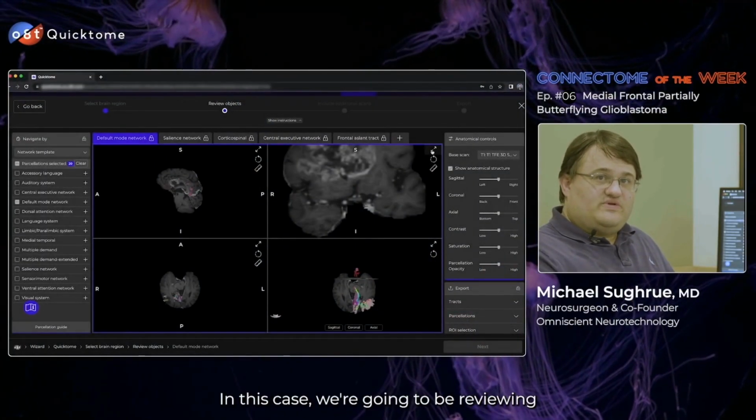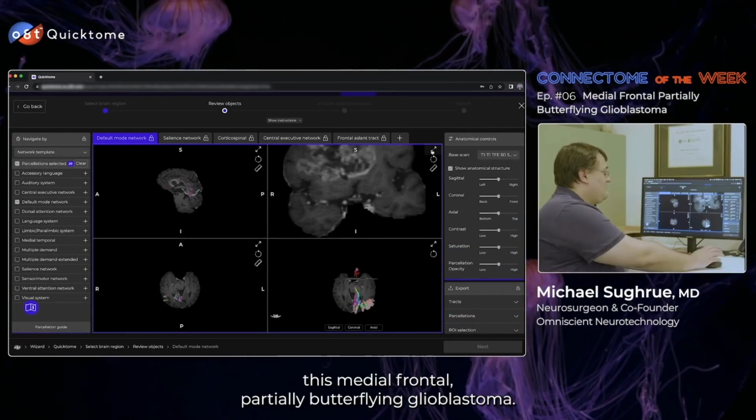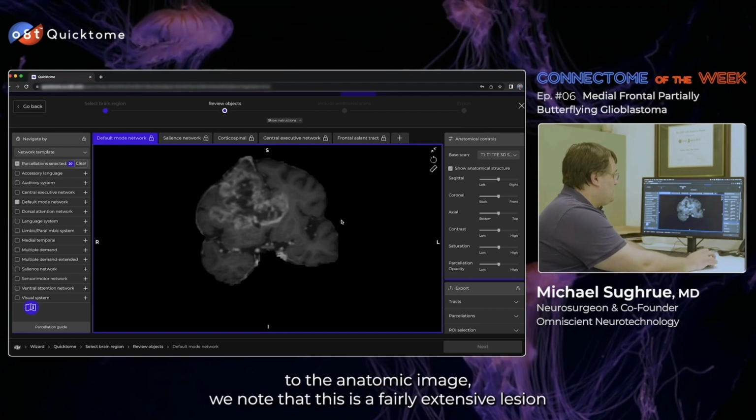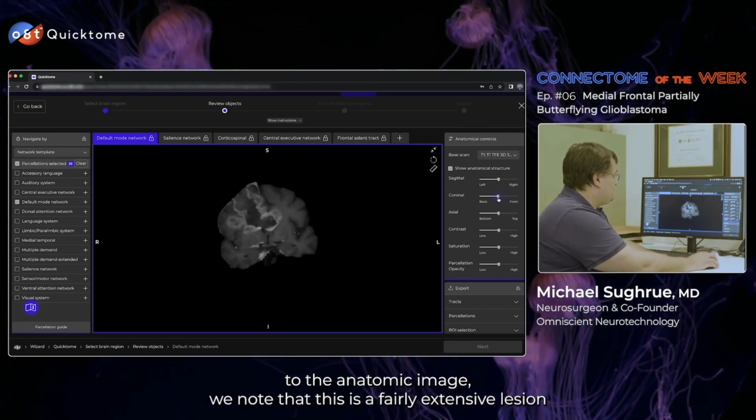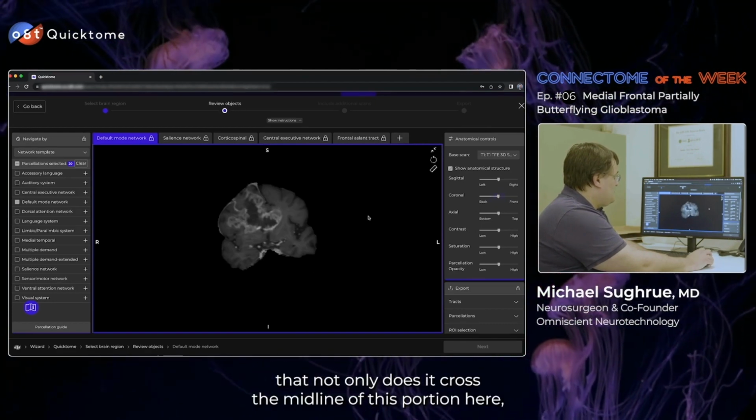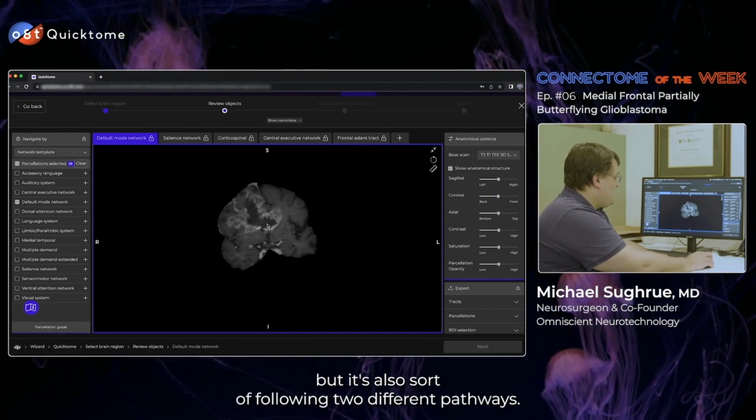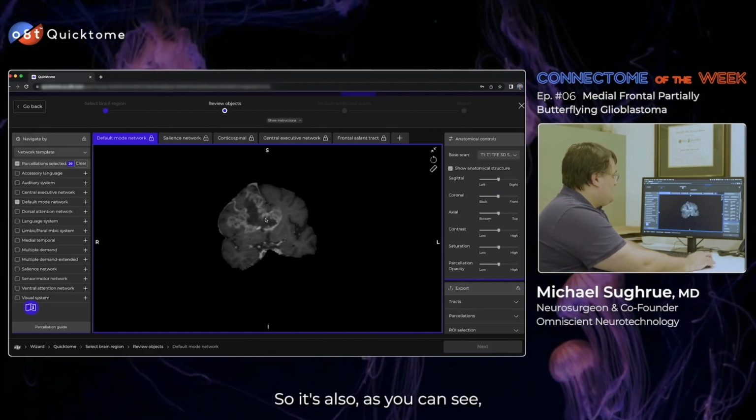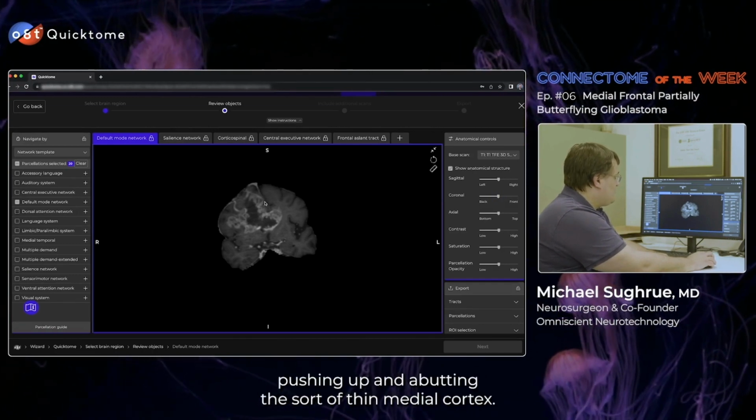In this case, we're going to be reviewing this medial frontal partially butterflying glioblastoma. You can see that as we turn to the anatomic image, we note that this is a fairly extensive lesion that not only does it cross the midline at this portion here, but it's also sort of following two different pathways. So it is also, as you can see, pushing up and abutting this sort of thin medial cortex.